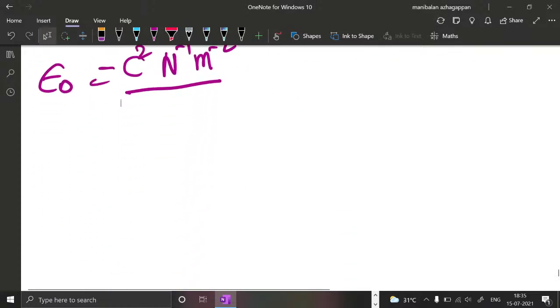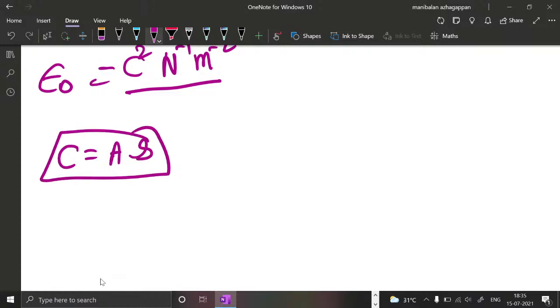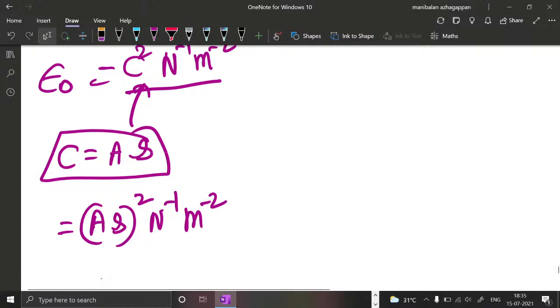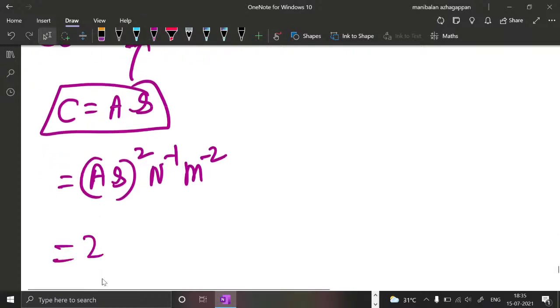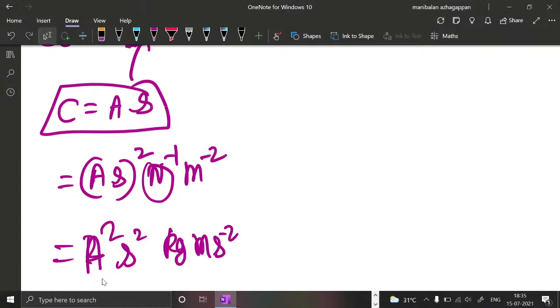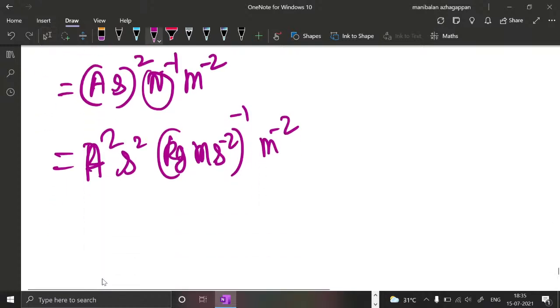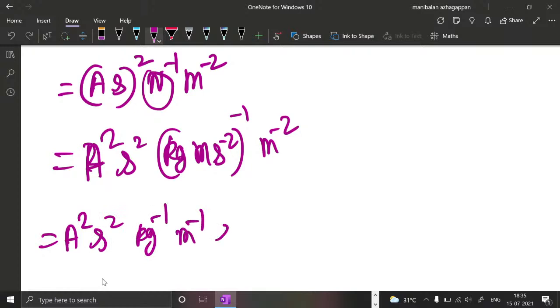Now if you want the dimensional formula, you have to do some more extra calculation. I know coulombs is equal to ampere into second, I said that before. So coulombs we can write as ampere into second, whole square, Newton inverse meter minus 2. So ampere square second square, because of the whole square. What is Newton? Newton is a force unit, kg meter second minus 2. Just simplifying the formula: ampere square second square, kg inverse, meter inverse, second plus 2.